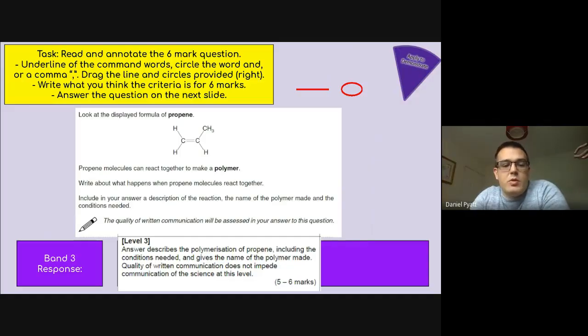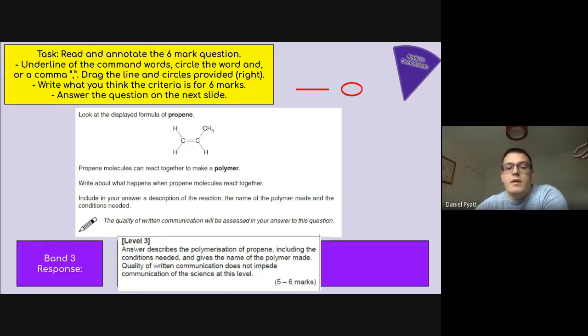Breaking down the actual question, looking at a level 3 response. So you need to describe polymerization, okay? And you'll see how that manifests itself. In terms of the conditions needed, I'm hoping you remember that there are 2 conditions for addition polymerization, which we'll cover in a second. You have to give the name of the polymer. Now, I hope if you've watched the polymerization video that was not too much trouble for you. I know we talked about how difficult that is, but I hope that wasn't too hard. And then the quality of written communication does not impede your communication. So in essence, all you've got to do is describe what happens in polymerization, what the conditions are, and what the name is.